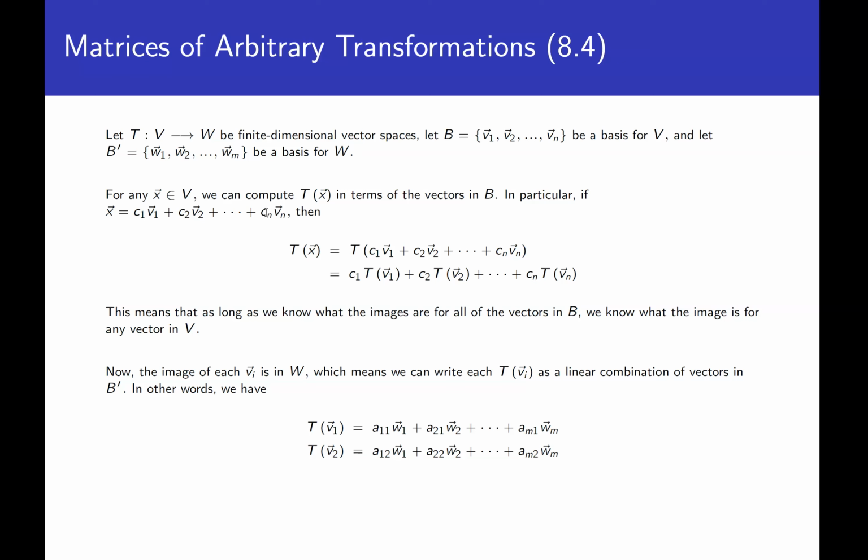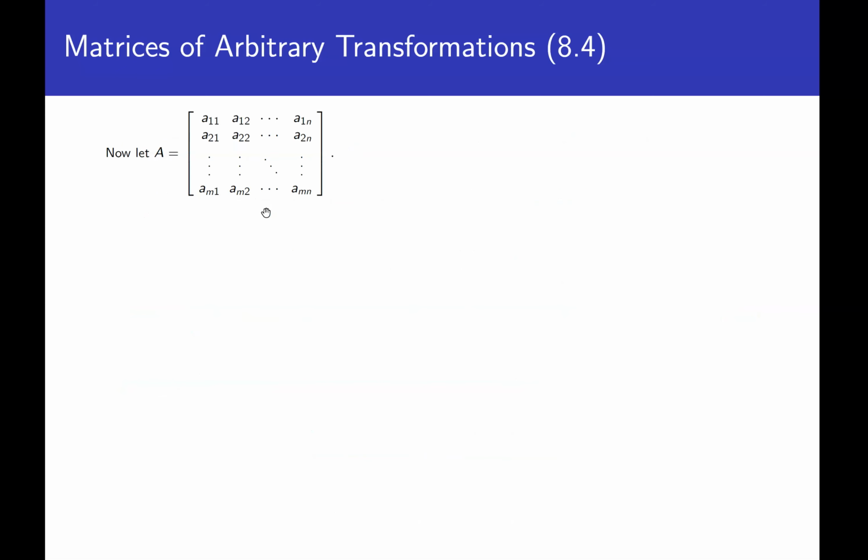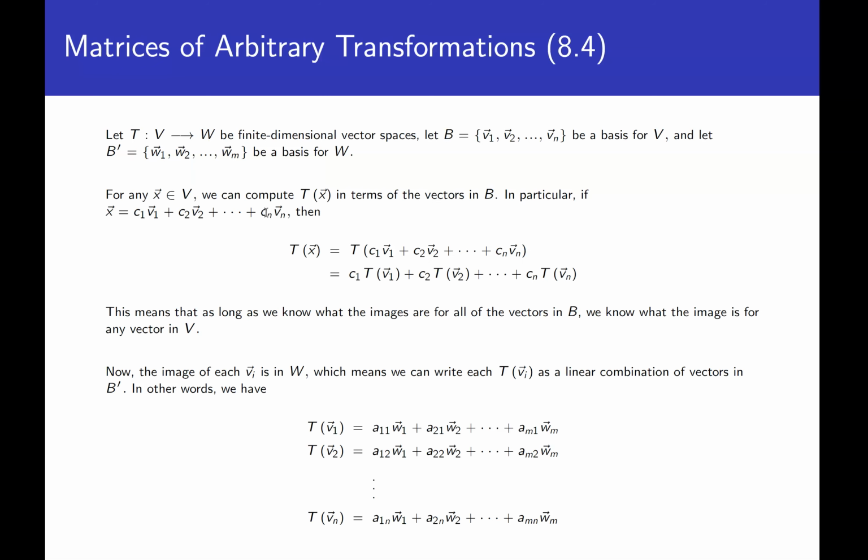Do the same thing for the image of V2. So then we have A12, A22, and so on down the line until we get to the image of Vn. All right, so now, let me go back real quick. Now notice that I've written these subscripts that kind of look backwards for how we would have written them in the matrix. But we have done the following.